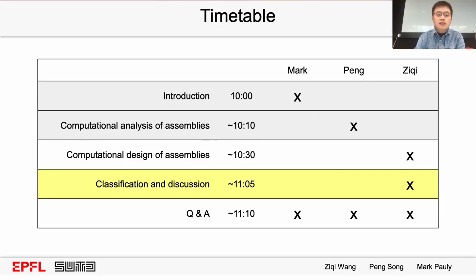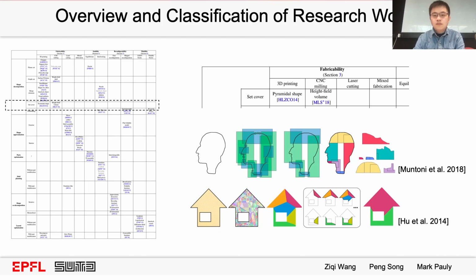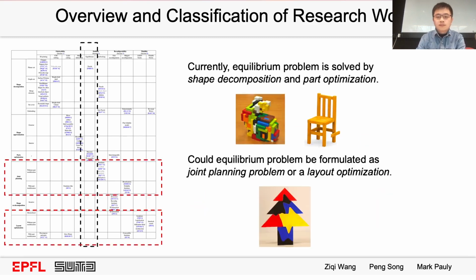Now we move to classification and discussion. We made this table at the left to summarize the relation between papers, and we found that the same method can be applied to different fields. For example, the height field decomposition done by Mantoni and their colleagues, and the pyramidal decomposition paper done by Wu and their colleagues both use the set cover algorithm.